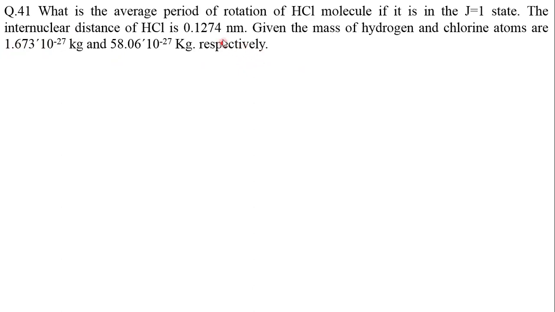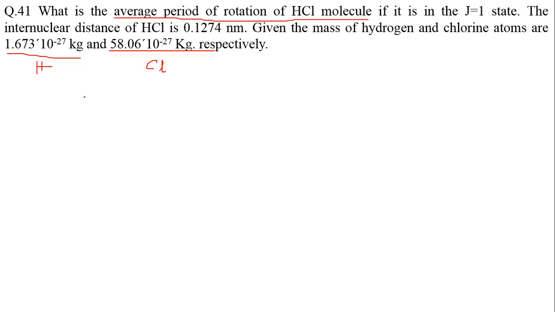So we are given the mass of hydrogen and chlorine here. This is the mass of hydrogen, and this is the mass of chlorine. So both the atomic masses are given. We want to calculate the average period of rotation of the HCl molecule. We solved this type of problem in the previous session. We will calculate the rotational energy first.